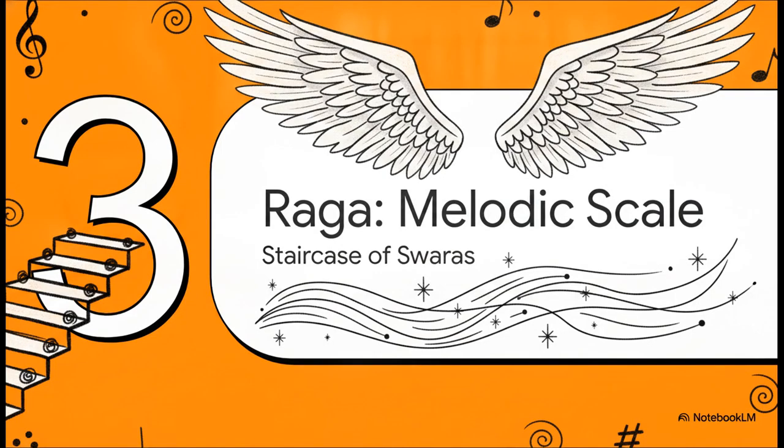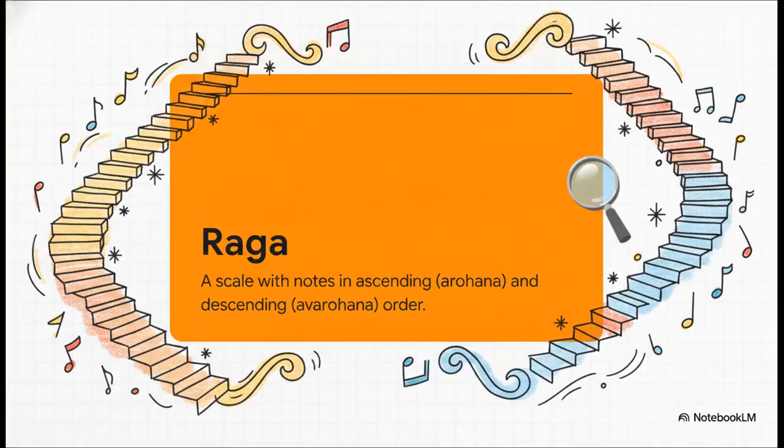Which brings us to section 3, Raga, the melodic scale. If Taal is the heartbeat of this music, then Raga is absolutely the soul. A raga is based on a scale, sure, but it is so much more than just a sequence of notes. I want you to think of it like a staircase made of musical notes, which are called swaras. Going up the staircase is your ascending order, the arohana, and coming back down is the avarohana.